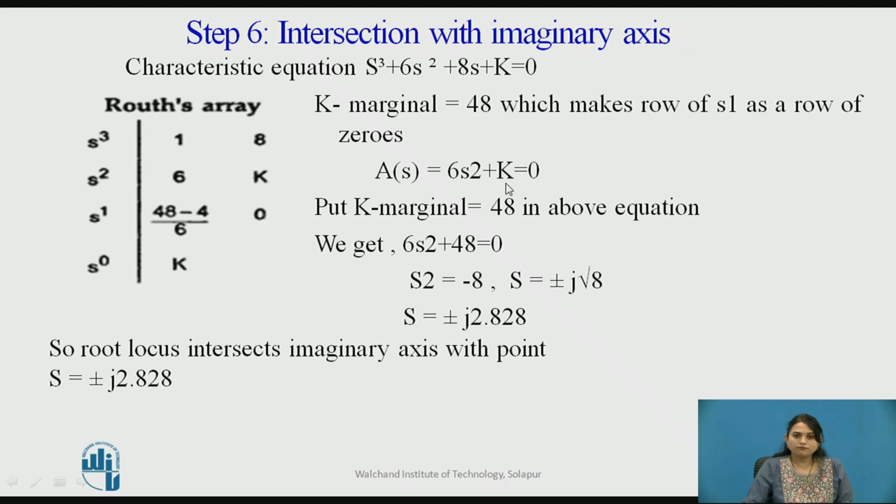Okay, so here we put the k value 48 and we have s square is equal to minus 8, which is equal to plus minus j root of 8. So after calculation, when we put the k value in the auxiliary equation, we have plus minus j 2.82. So the root locus intersects the imaginary axis at the point s is equal to plus minus j 2.828.